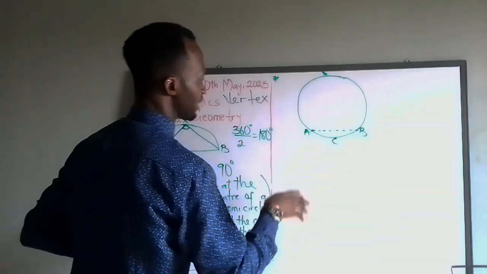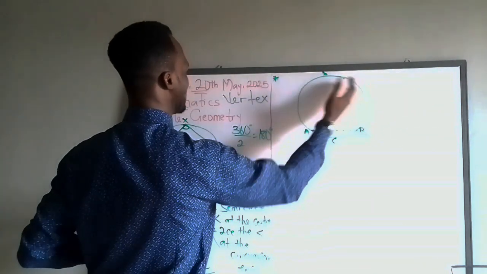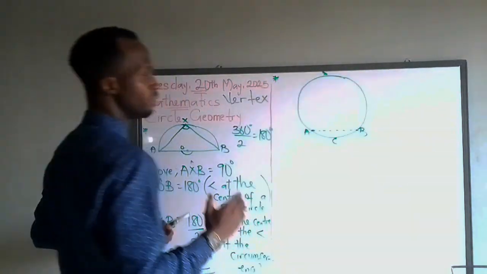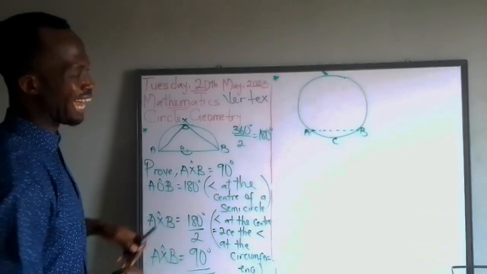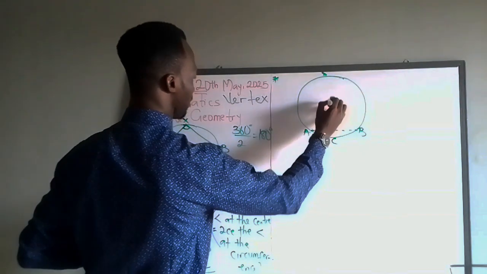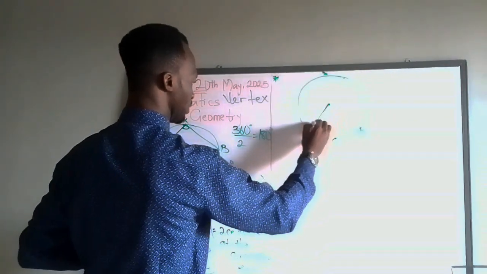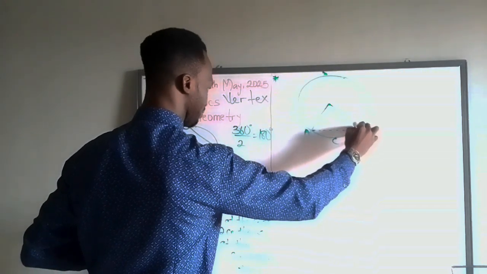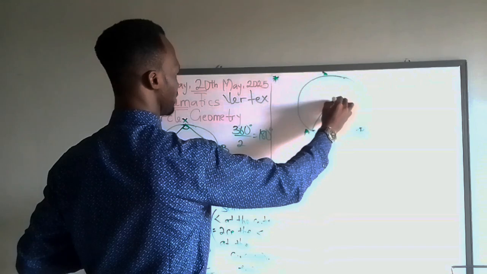So this is now saying that angles found in the same segment are equal. They have the same value. So let's see how that goes. We have the center of the circle, O. These are radii.